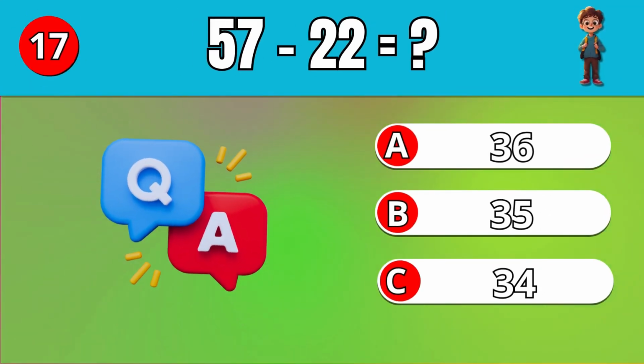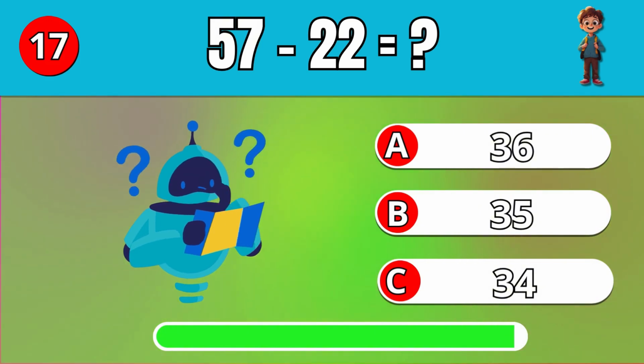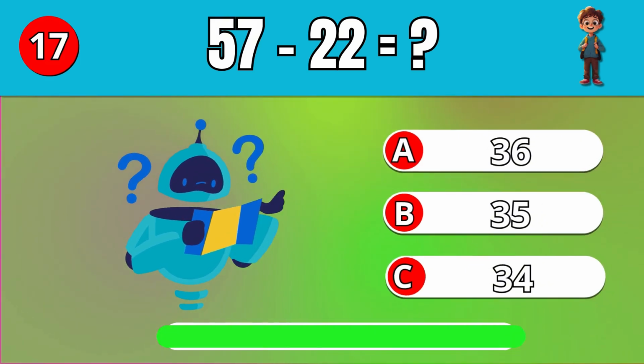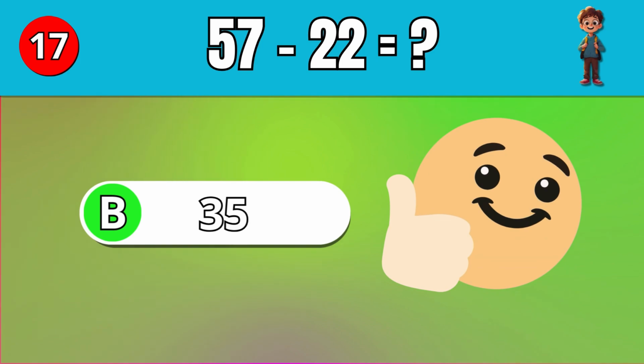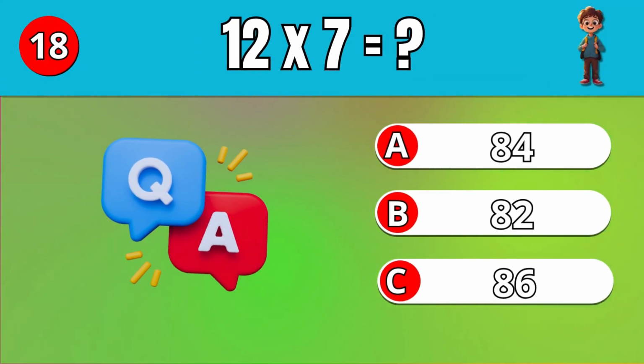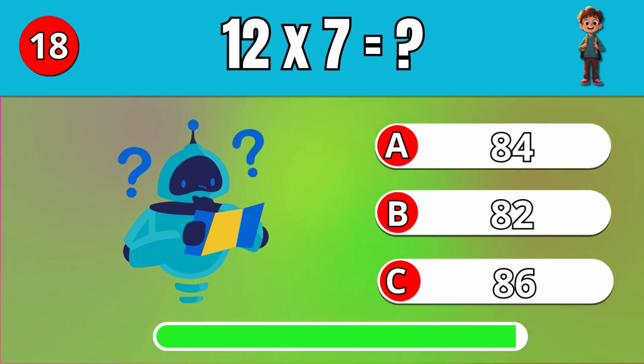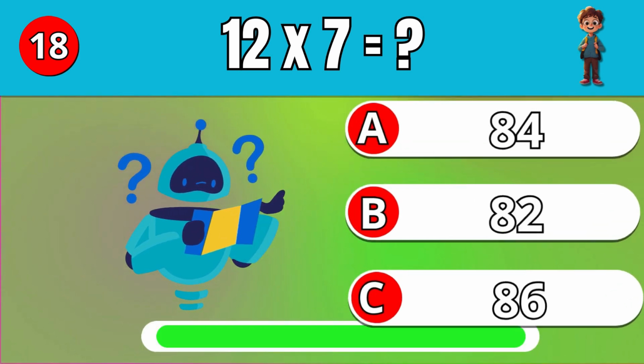What is 57 minus 22? B, 35. What is 12 times 7? F, 84.